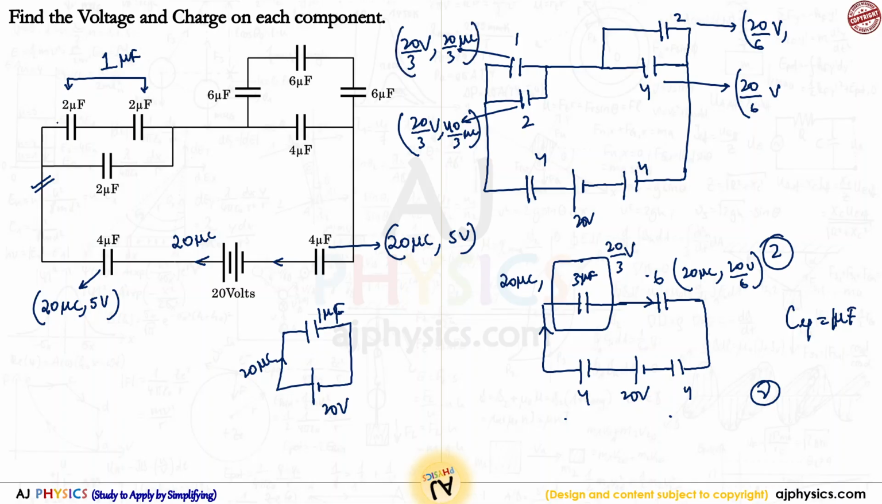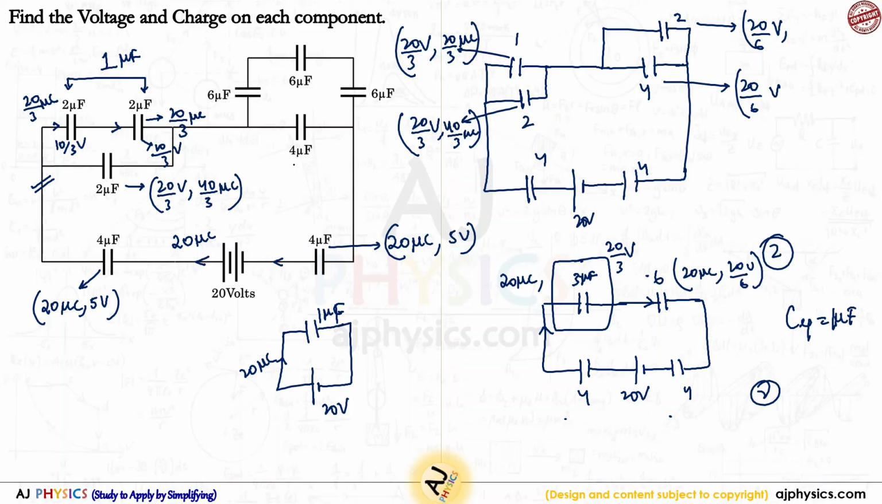Now see, 20 by 3 microcoulomb charge enters here. This one is solved. This is like 20 by 3 volts, comma, microcoulomb, correct? Now in the above case, that would be 20 by 3 microcoulombs in both of them, and you have to just divide. So this will be 10 by 3 volts, and same, this has to be 20 by 3 microcoulombs, and the voltage is 10 by 3 volts. Let's come to the last circuit now.